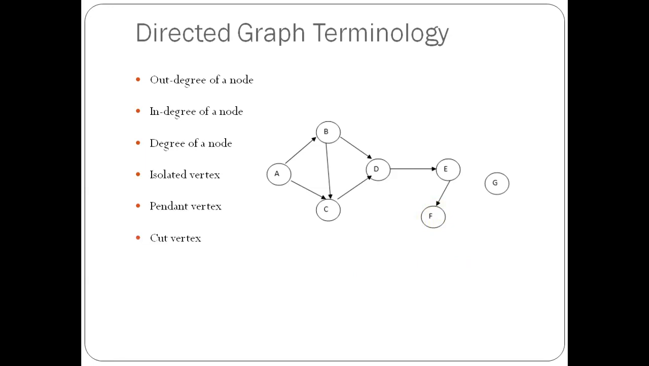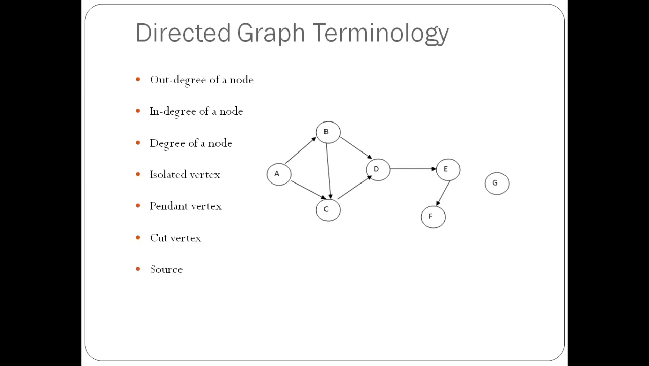So the cut vertex. A cut vertex is a vertex which, when we remove it from the graph, disconnects the graph. For example, if we remove node D from our graph, it disconnects the graph. So for this scenario, the cut vertex is node D.